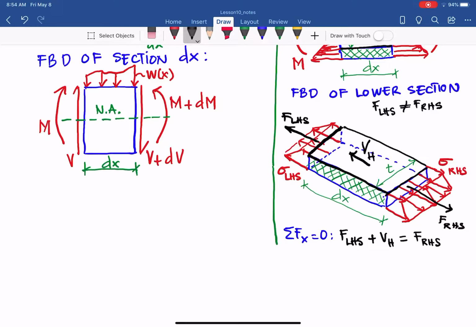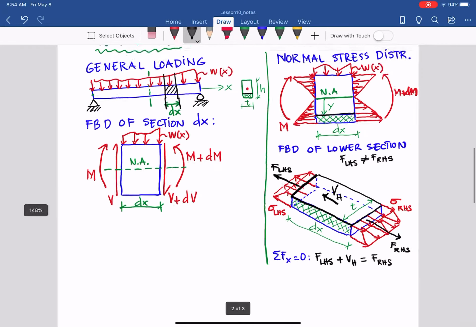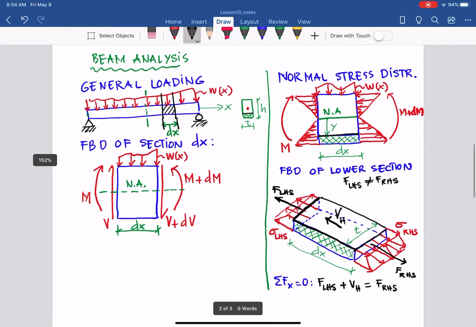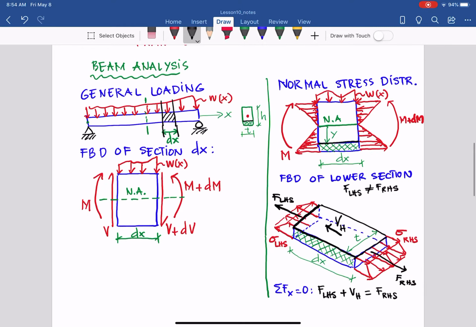So with that, the concept, we draw that one, and because it's very abstract in that drawing, keep looking and watch carefully how I make the lower section and why we have the force in the left hand side and right hand side, and the shear force due to the cut at y from the neutral axis. So next we go to the math to determine how the shear stress is distributed throughout this cross section.